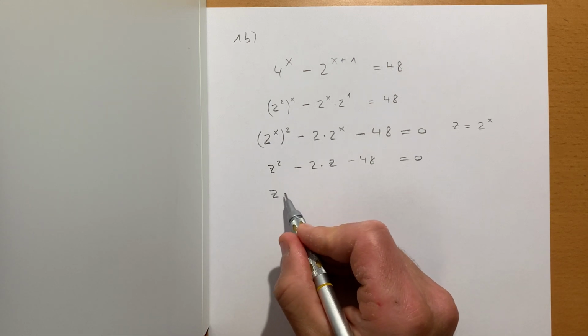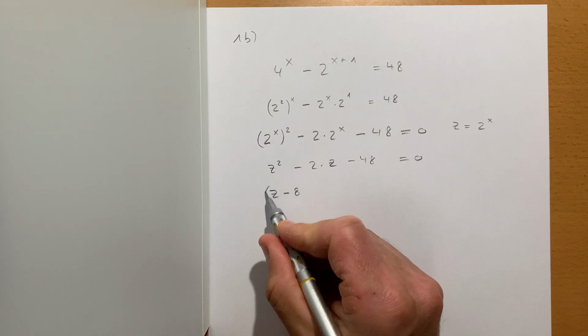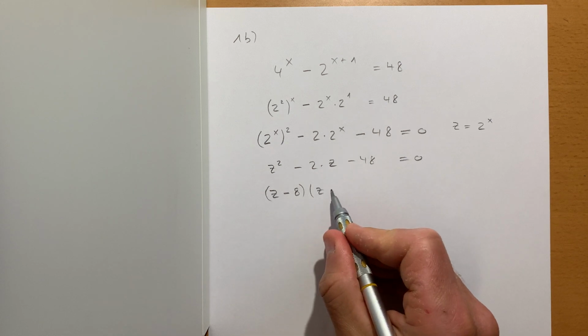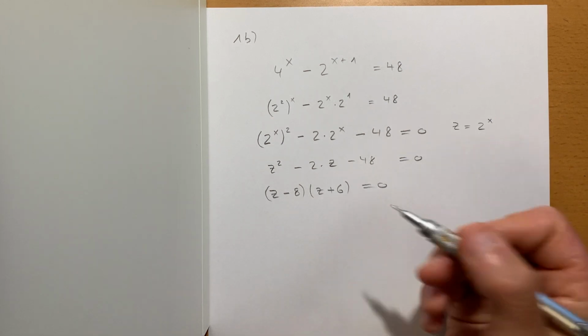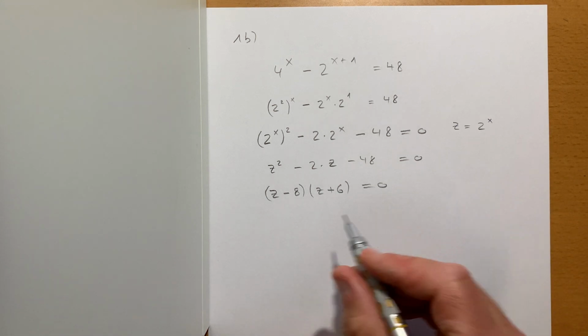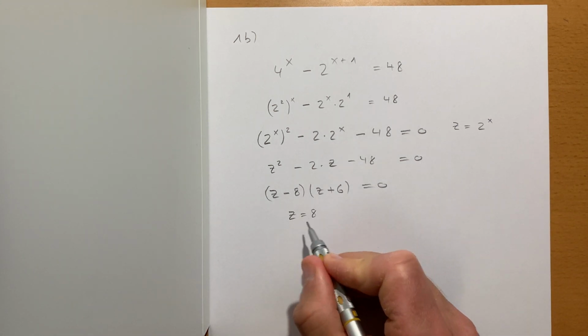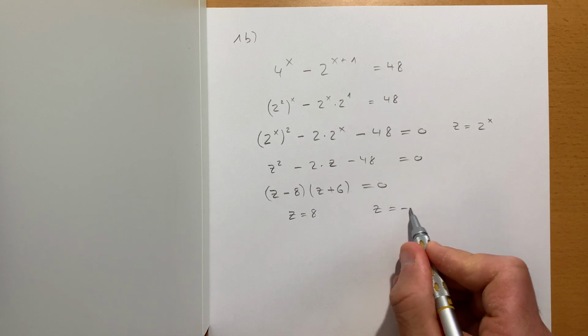It's (z - 8)(z + 6) = 0. You could use the formula if you wanted. So z is equal to 8, z is equal to minus 6.